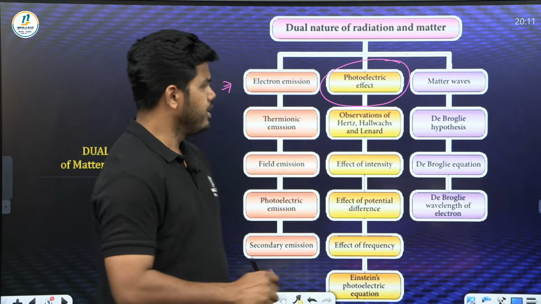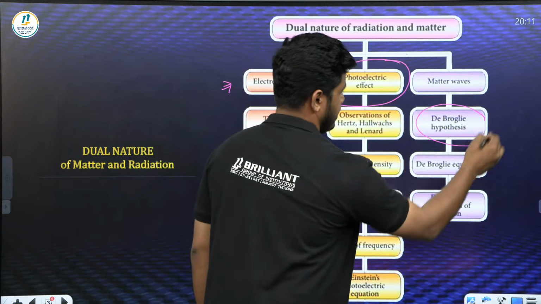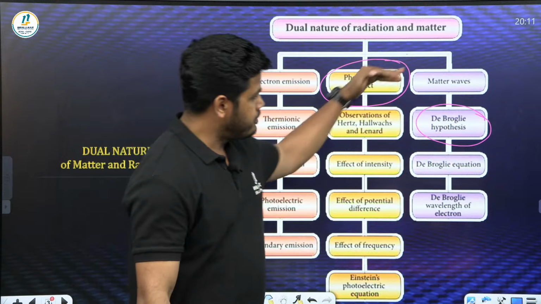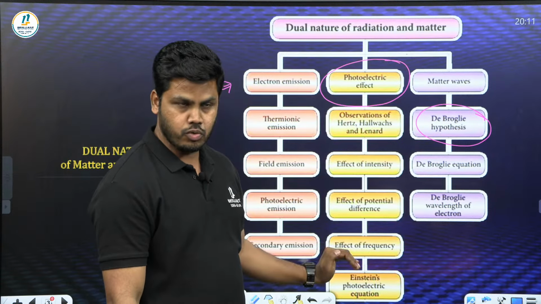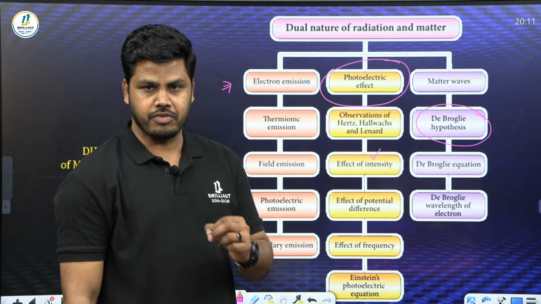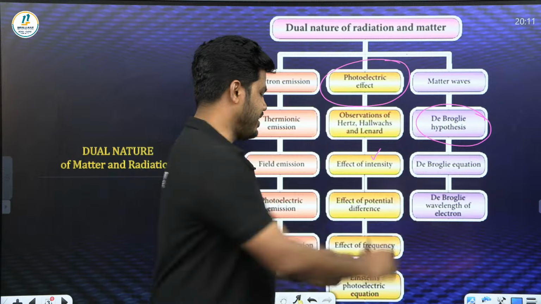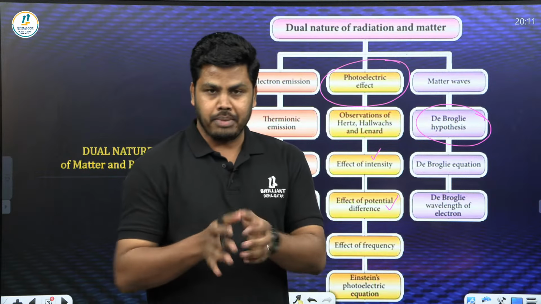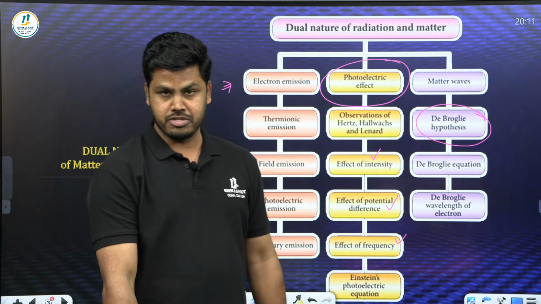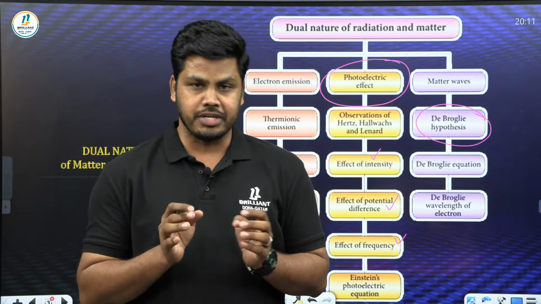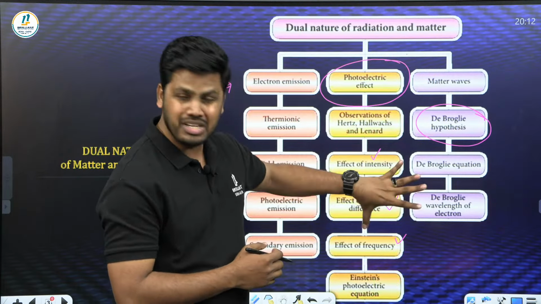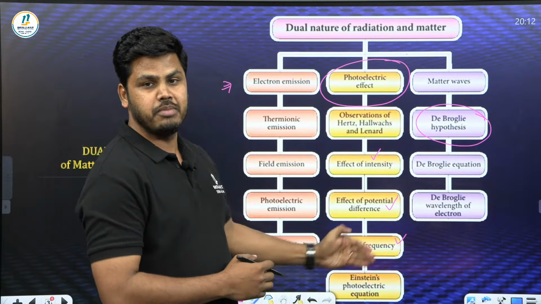The other one is the de Broglie hypothesis, the second important concept. Only two important concepts in this chapter, and we have a more detailed study of the photoelectric effect. As I told you, we know how the intensity of radiation affects photoelectric emission, how the applied potential difference affects photoelectric emission, and how the frequency of incident radiation affects photoelectric emission. So that experimental study of photoelectric emission revealed a lot of concepts, and we got a complete, clear picture of photoelectric emission from the experimental study.